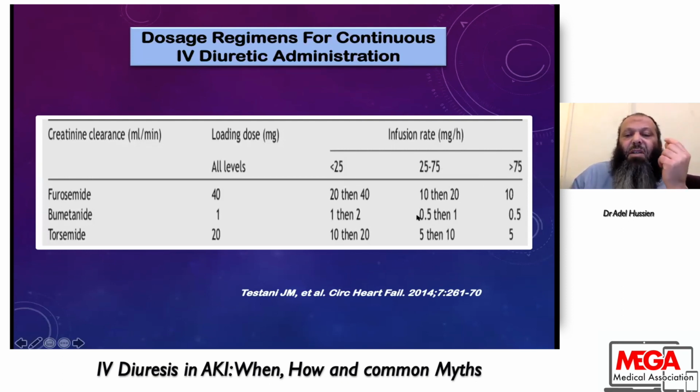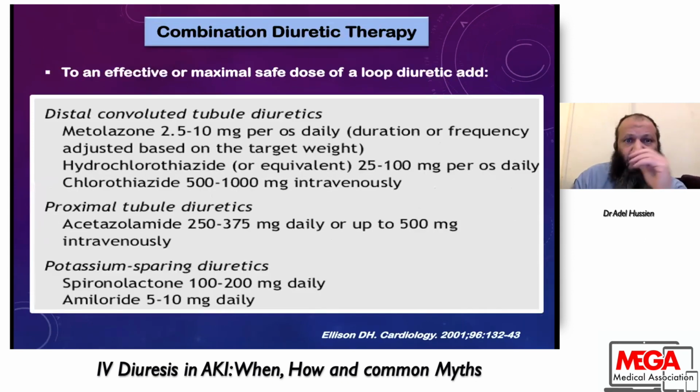Based on the creatinine clearance, for example, if I give a loading dose of furosemide 40, then I look at the GFR or the creatinine clearance. If the creatinine clearance is more than 75, I will go with 10; between 25 to 75, 10 to 20; if less than 25, then I can give 10 up to 40. This is the continuous infusion of diuretics.